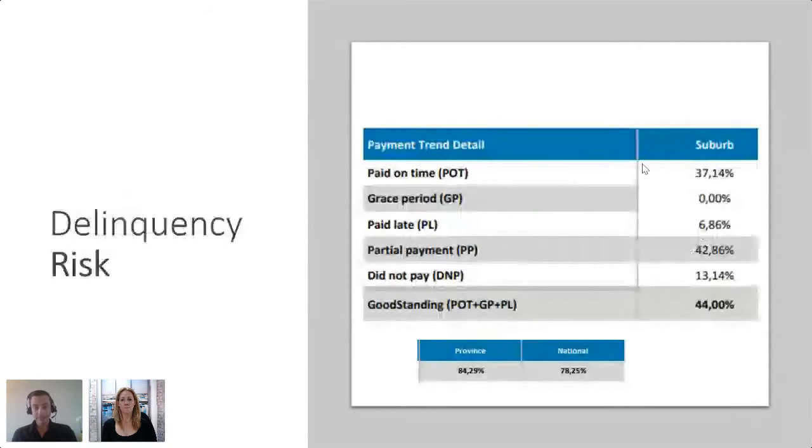So this leads us to how I would determine the delinquency rate. Exactly what Michelle is saying here, your good standing ratio. The good standing ratio is broken down into different categories where you can see the percentage in a specific suburb, province, or nationwide: who paid on time, grace period, paid late, partial payment, and did not pay. Then you can see the good standing ratio, which is the calculation of the first three numbers, giving you a percentage of the 100 tenants that are going to be paying on time.